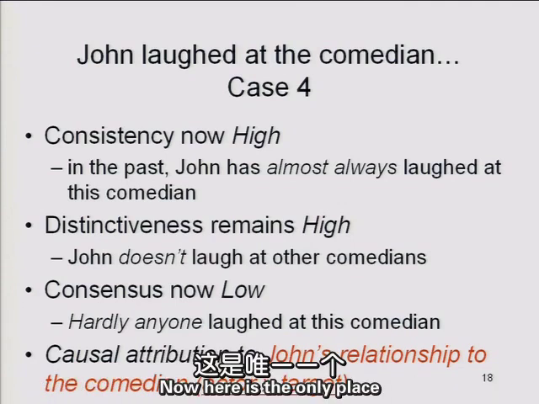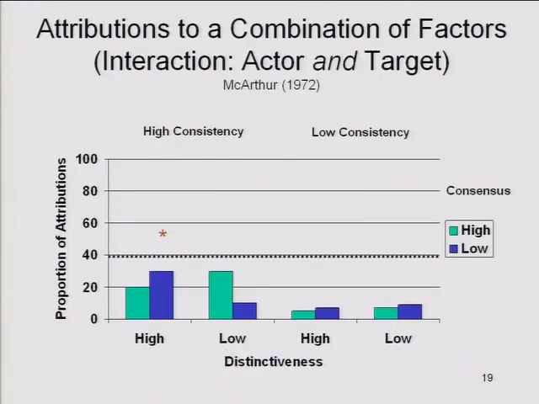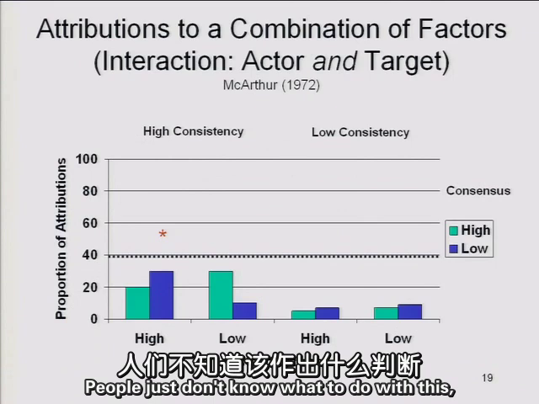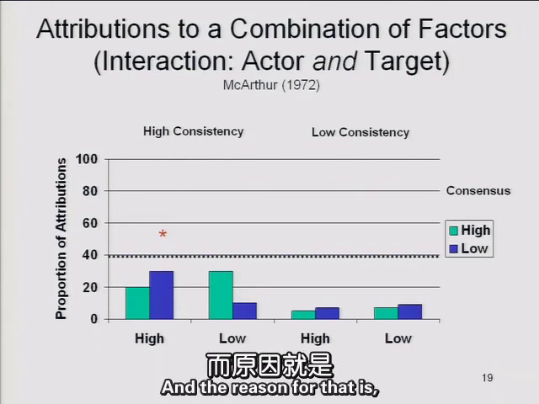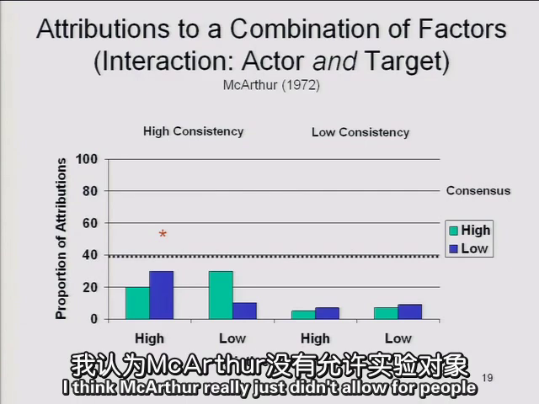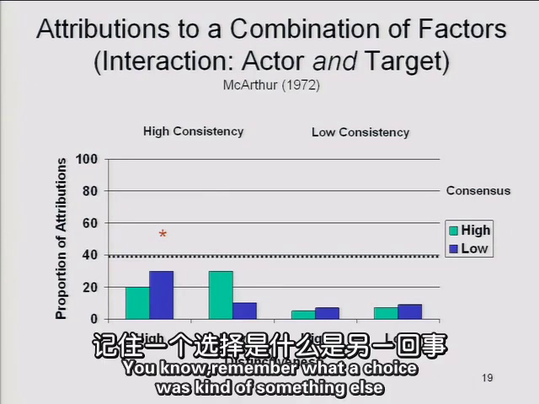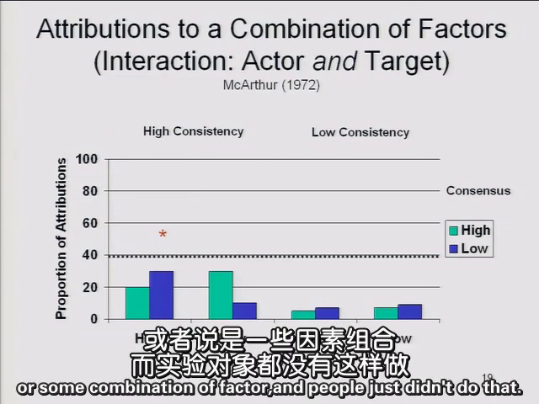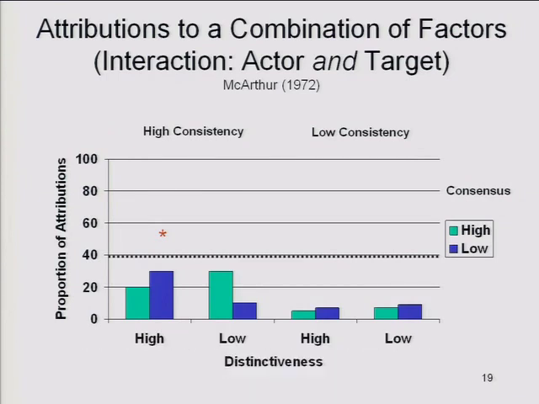Now, here's the only place where MacArthur's experiment didn't really work out, okay? People just didn't know what to do with this in the MacArthur experiment. And the reason for that, I think, is MacArthur really just didn't allow for people to think about the interactions too much. Remember what her choice was, kind of something else or some combination of factors. And people just didn't do that. But 3 out of 4 ain't bad in social science.